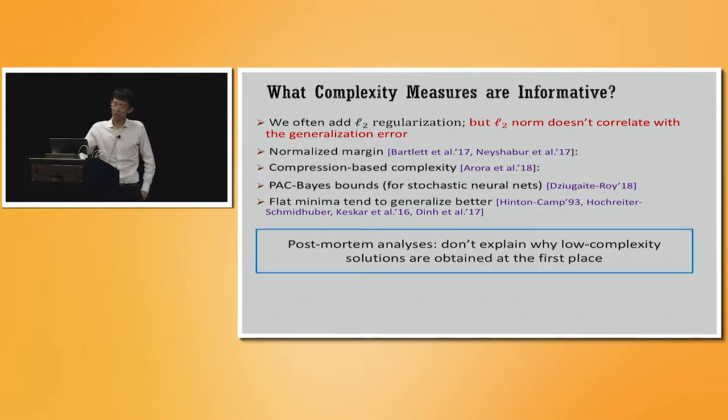All of these complexity measures are kind of post-mortem analysis, in the sense that you give me a network and specify the weight parameters, and then I can examine these weight parameters and say the norm is small, or the compression is good, or the margin is good, and then I can decide, okay, this network could have a good generalization error. But they don't explain why such low-complexity solutions are obtained in the first place. And what is more interesting is that how you obtain this kind of solution does matter.